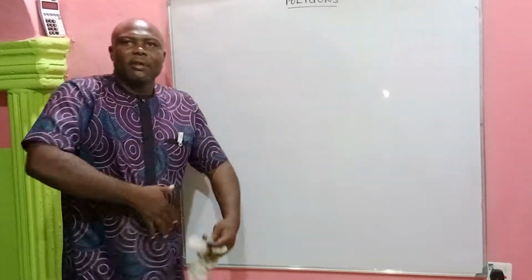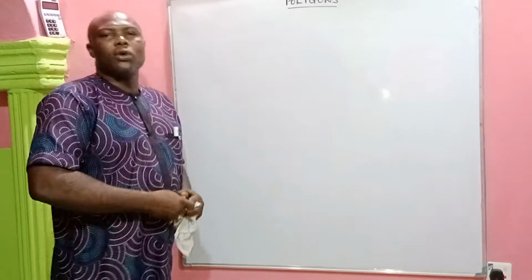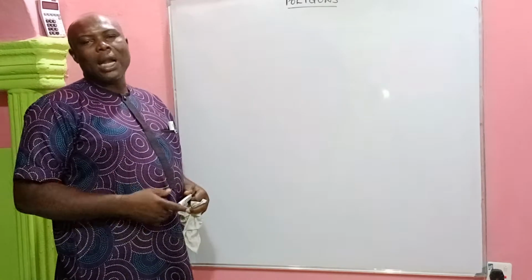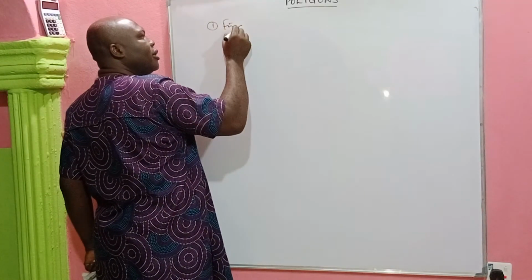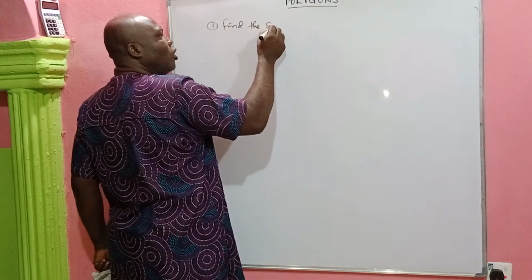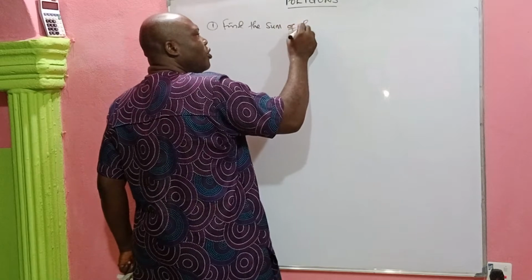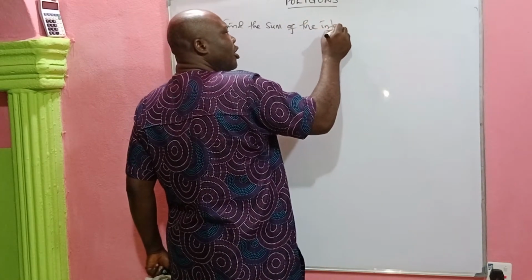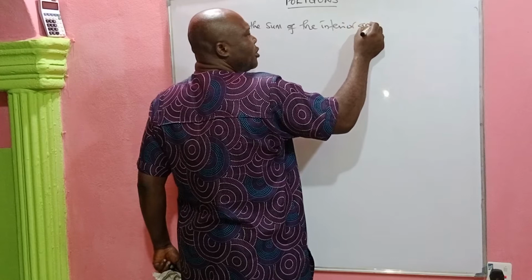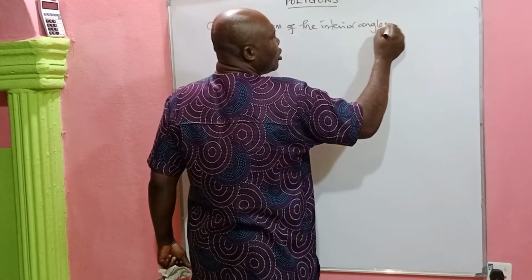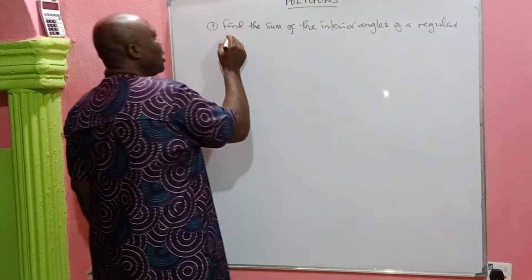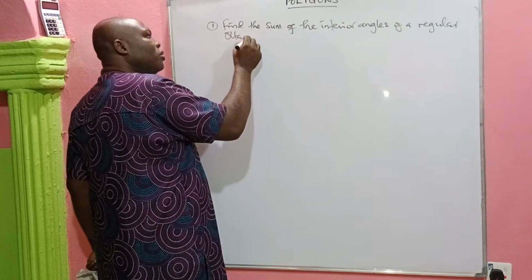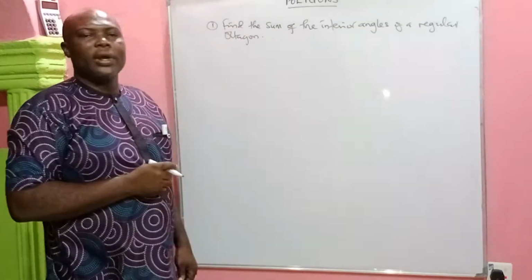All right, they can say, for instance, find the interior angle of a regular octagon. Number one, find the sum of the interior angles of a regular octagon. So we want to find the sum of the interior angles of a regular octagon.